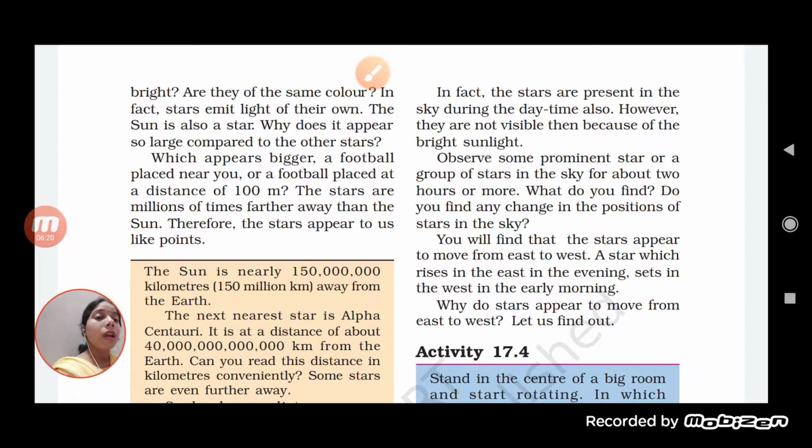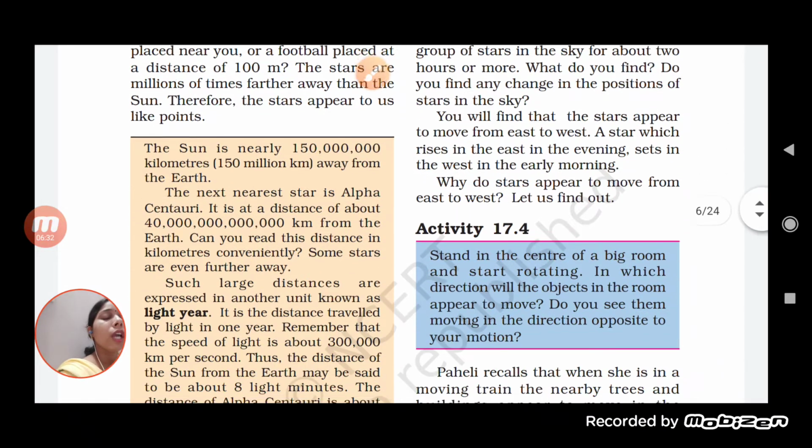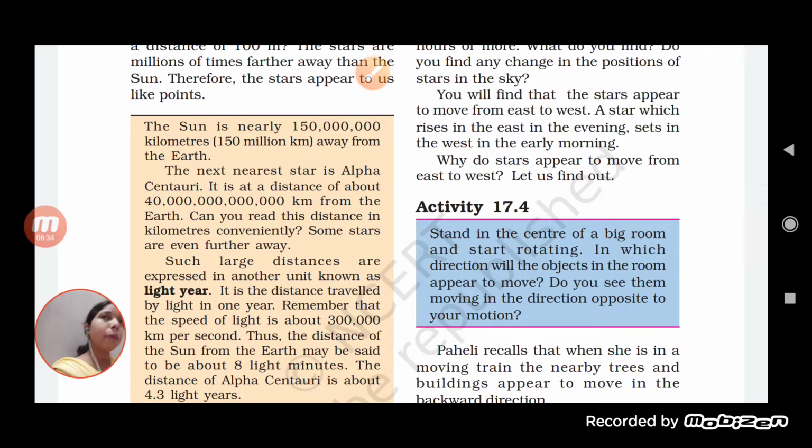Now see here, the prominent stars are there. The stars are in a proper pattern. It means the group of stars have arranged themselves in a proper pattern. That is also present in the sky. So if suppose you have chosen some of the stars, you will always find out that their position always changes. It means the stars used to move from east to west.